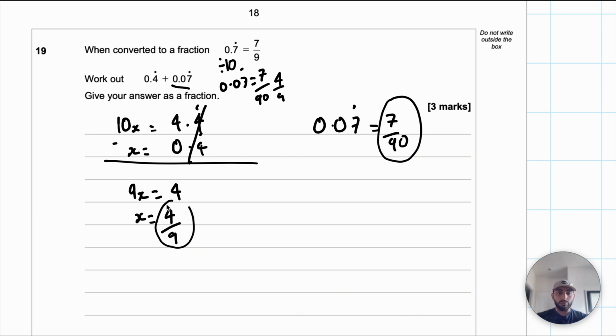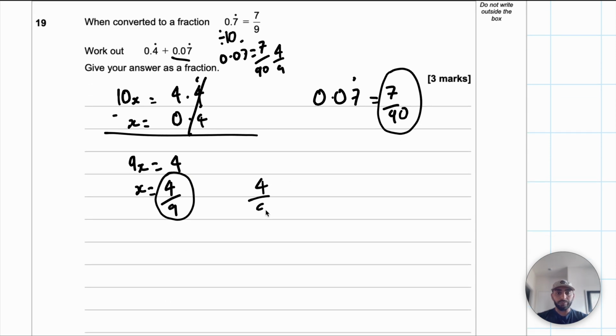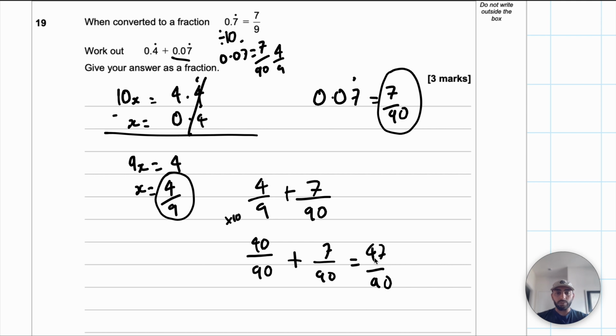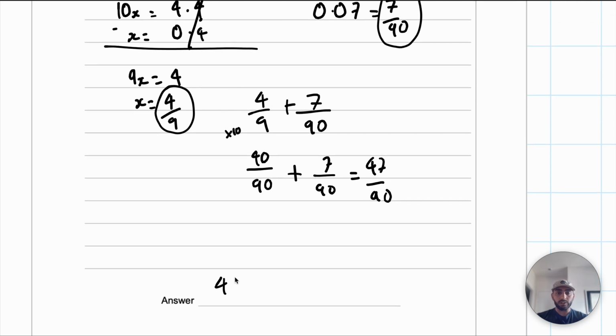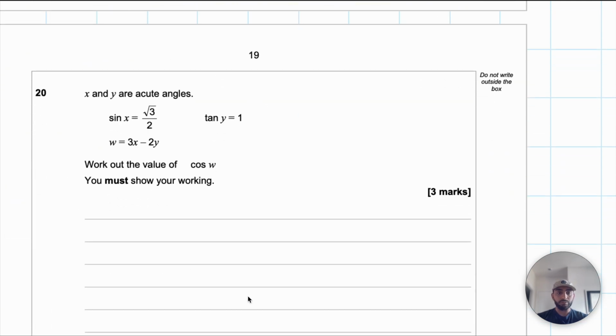Let's just add both of our answers. So we've got 4/9 plus 7/90. Multiply this one by 10 to get common denominators. So that will be 90 and 90. 4 times 10 is 40. 40 and 7 is 47/90. Can this be simplified? No, I don't think so. So it'd be 47/90.